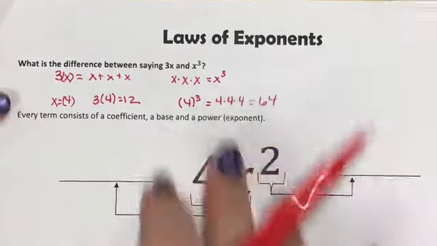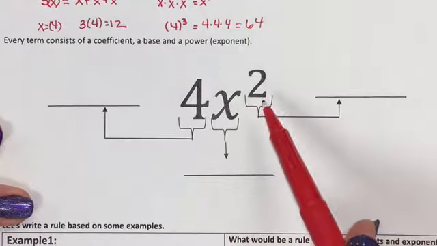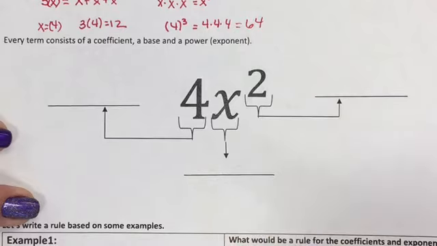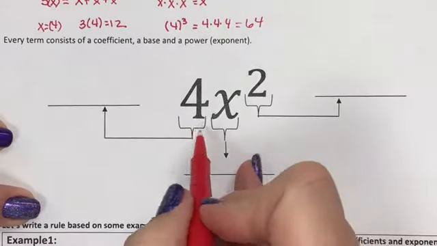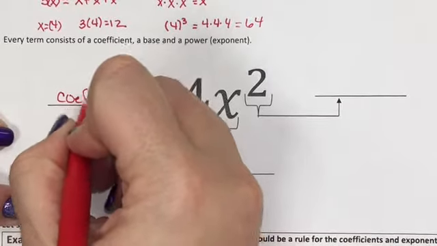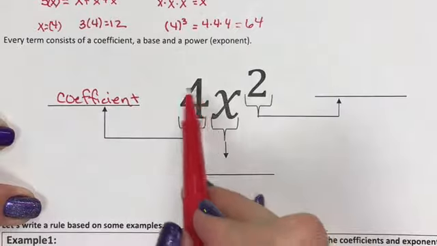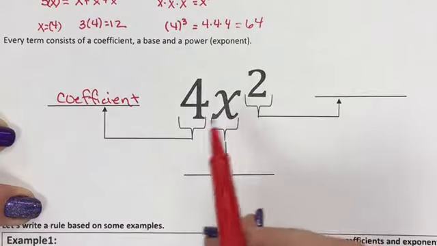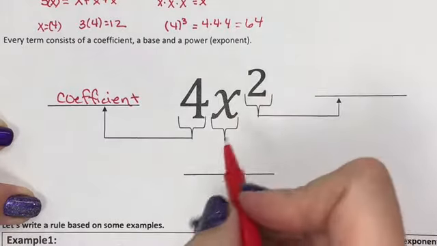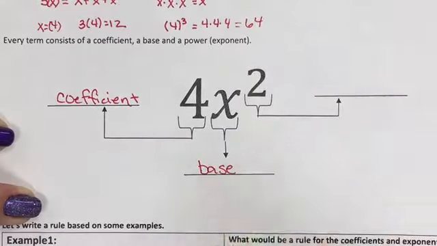Now let's talk about the parts of a term. So this right here, 4x squared, this would be called a term. And every term consists of a coefficient, a base, and a power. So the number that's in front of the variable, that is called the coefficient. All right, so this is telling you how many of those x's are being added together, basically, or 4 times whatever that x is. The x itself is called the base. The variable is called your base.